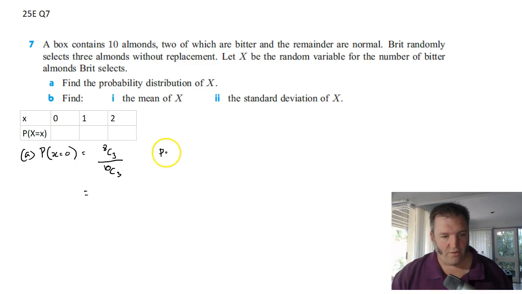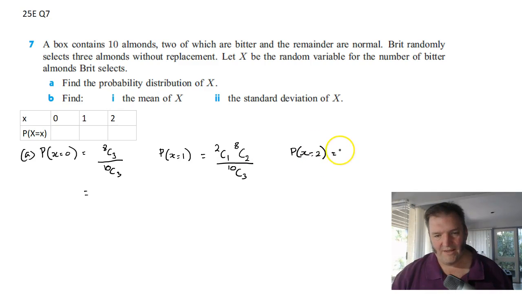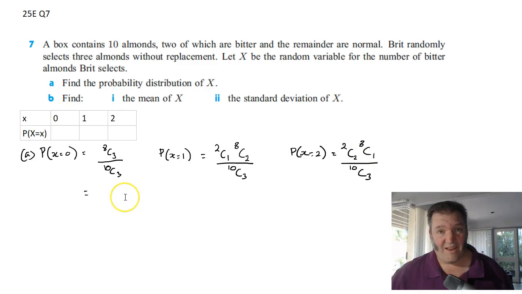I could also end up with 1 bitter almond. If this is going to be the case, from the 2 bitter almonds, I'm choosing 1 of them, and then from the 8 normal ones, she is going to choose 2. That's the 3 in total that have been chosen, and we divide that by 10C3. And finally, if we wanted both bitter almonds, from the 2 we'd have to choose 2, that's easy enough to figure out, and then from the 8 we'd have to choose 1, so that's going to be 8 divided by 10C3.